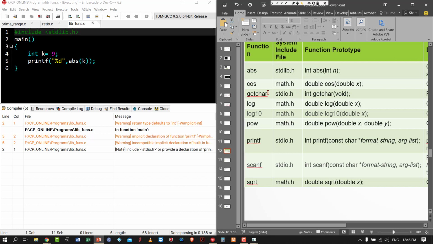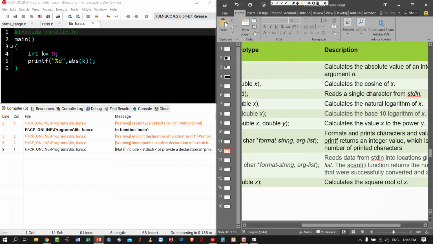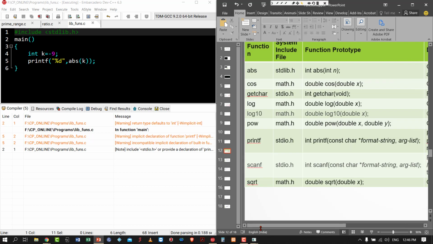Getchar we already discussed. Getchar reads a single character from standard input. stdin means standard input. So to get a single character input, we can use the getchar function. Log is to find the natural logarithm. Log10 is to find the logarithm to base 10. Another function is pow. So we will try pow.